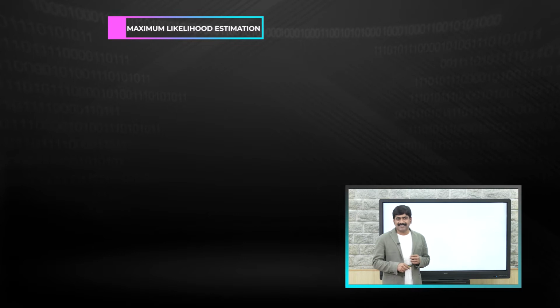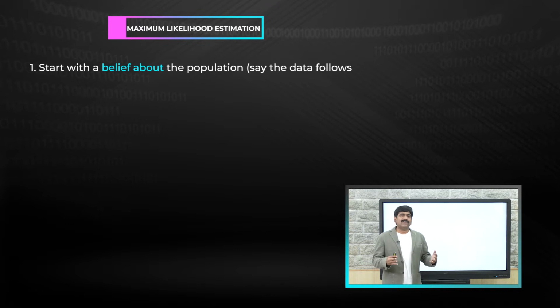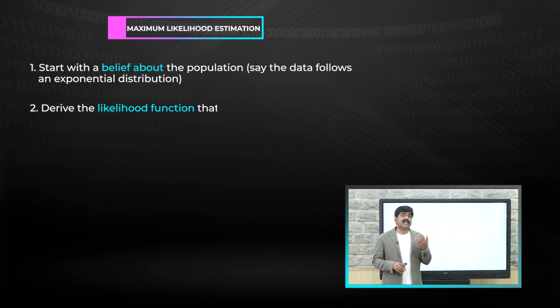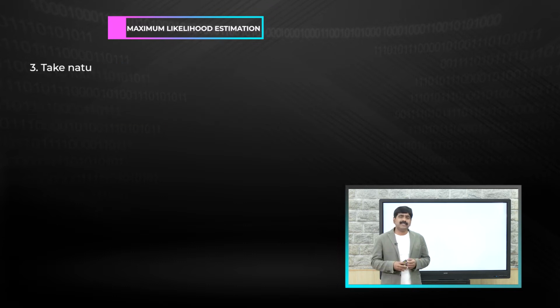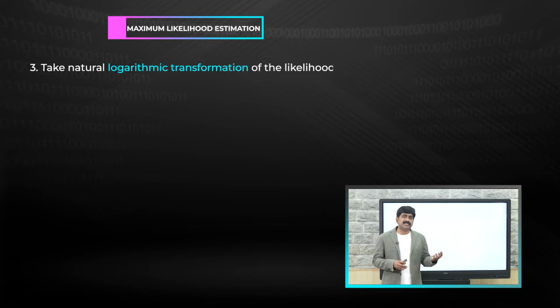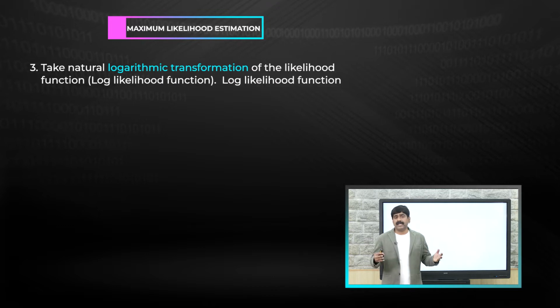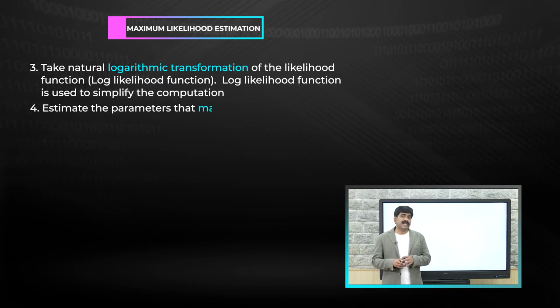MLE has the following steps. The first one, start with a belief about the population. Say the data follows an exponential distribution, that is the belief. Second, derive the likelihood function that estimates the probability of observing the data using the belief in step 1. In third step, we take natural logarithmic transformation of the likelihood function, or log likelihood function. Log likelihood function is used to simplify the computation. The fourth is estimate the parameters that maximize the log likelihood function derived in step 3.